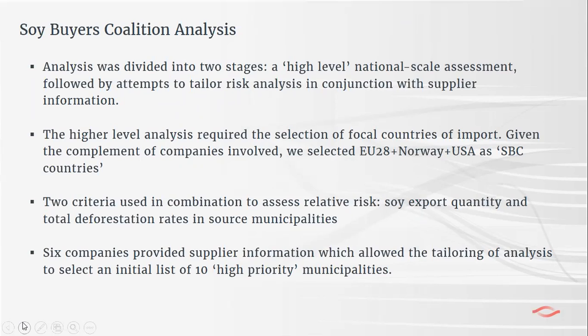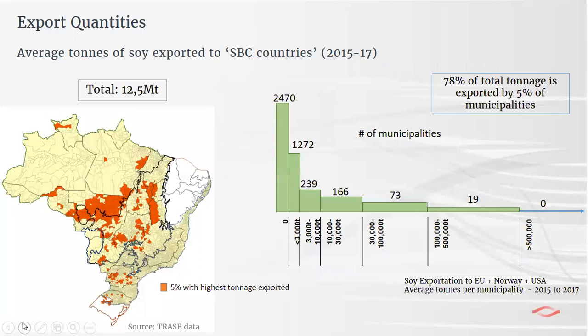We had 6 companies in total out of the 12 to 15 that actually supplied the Trase team with information sourced from their suppliers, and that was done under data sharing agreements with the Trase team. That allowed us then to tailor the first tranche of higher level analysis to identify a list of 10 shared high priority municipalities for attention by the coalition. Next slide, thanks. So for a high level analysis, just starting there, here are the results of the analysis of municipalities which supply our focal countries of the EU, Norway and the USA.